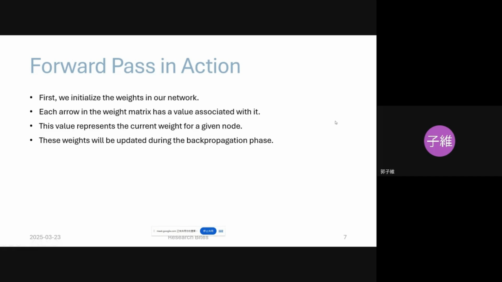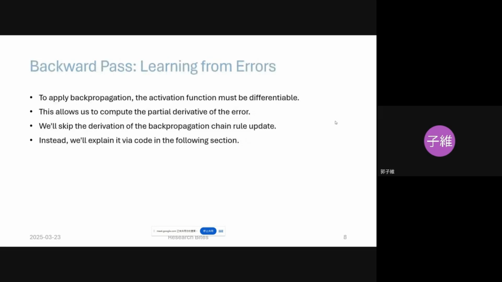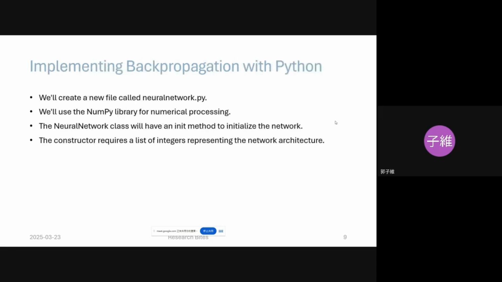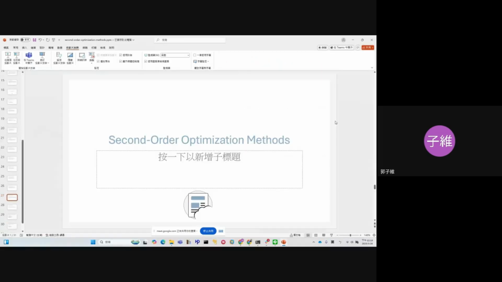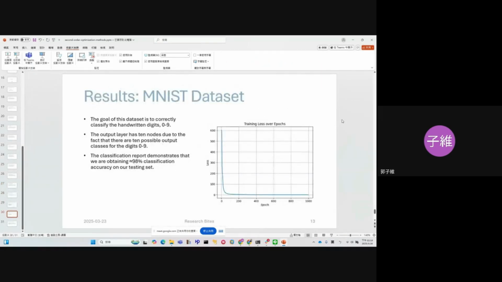We initialize the weights in our network and we feed the input layer, and the value represents the current weight for a given node, and we use backpropagation to minimize the error. So I won't be diving into the math part today, just the idea. And I think it's better to just show the code. Sorry guys.